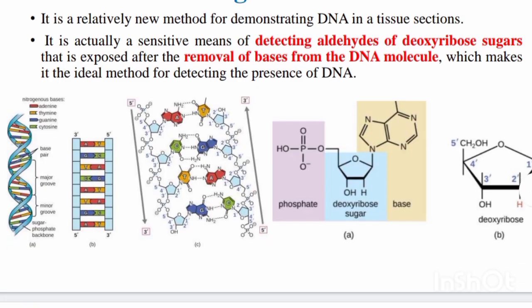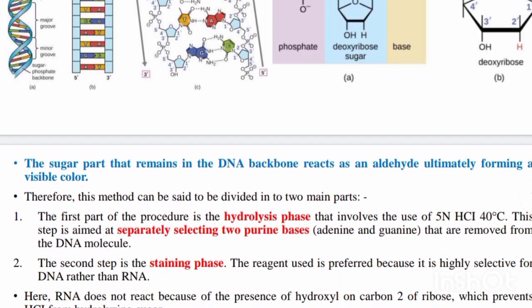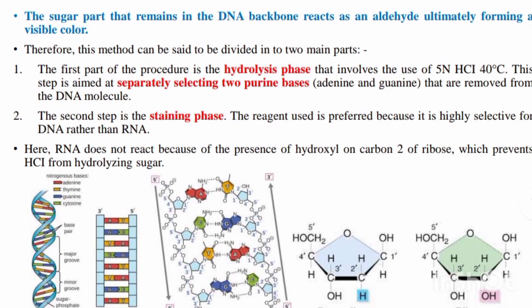Okay, so we can see the structures. The sugar part remains in the DNA backbone. The sugar parts will remain in the DNA backbone and will react with an aldehyde, ultimately forming a visible color. So by the visible color we can identify this. There are two parts of the procedure: the first is the hydrolysis phase, and the second is the staining phase.